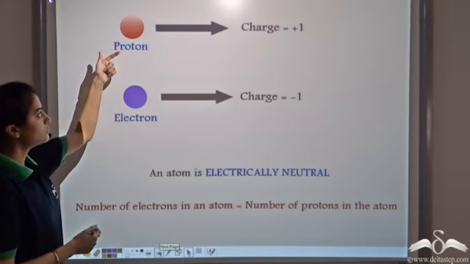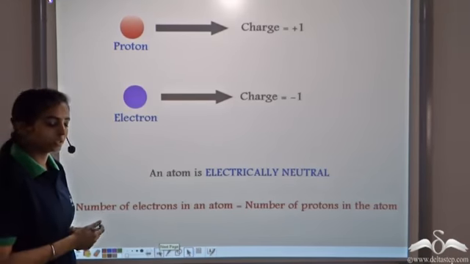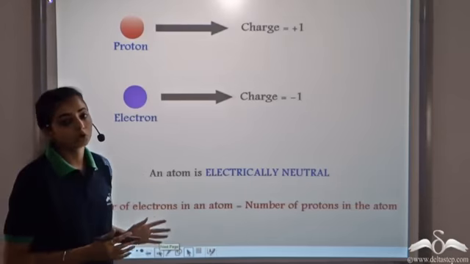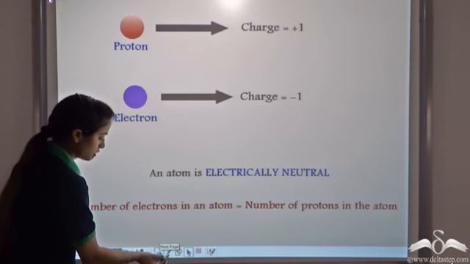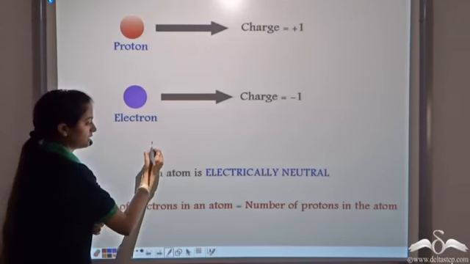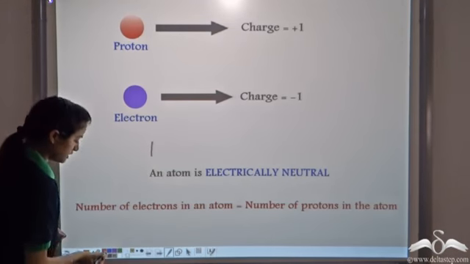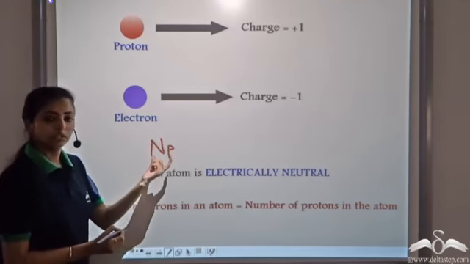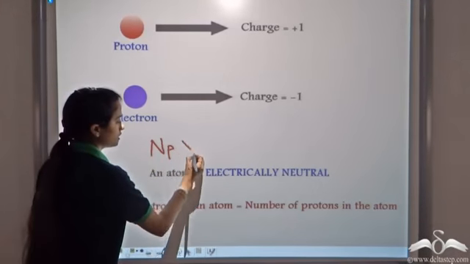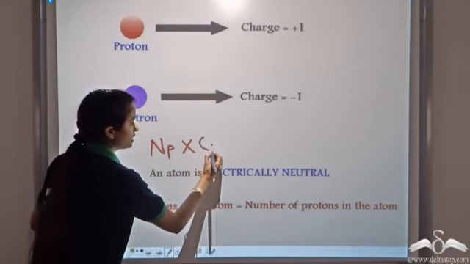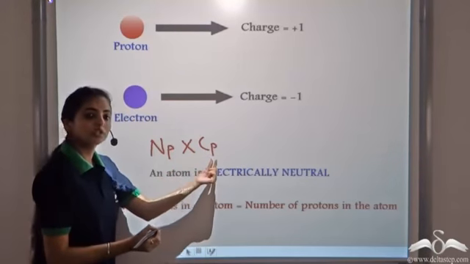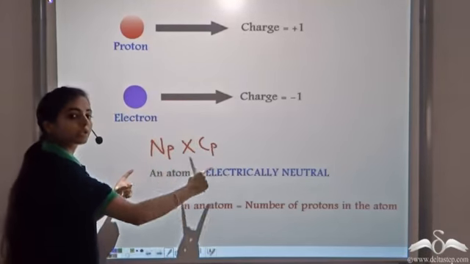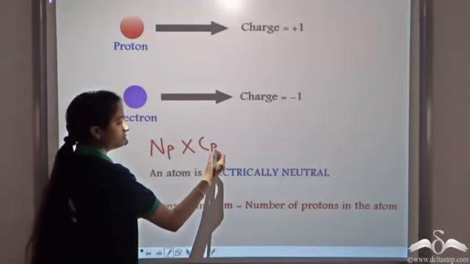So in an atom, the charge of proton and electron is equal. An atom is always electrically neutral. So if we have, say, let Np be the number of protons in the atom times Cp. This is the charge on each proton. So this is the total positive charge in the atom.